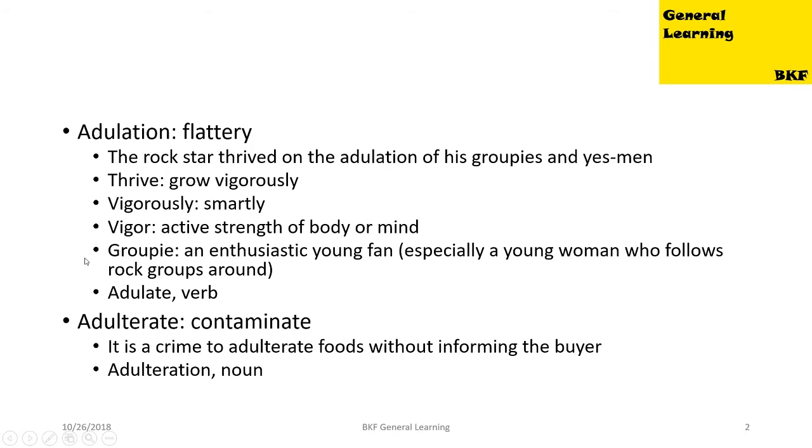A groupie is a noun. It's an enthusiastic young fan, especially a young woman who follows rock groups around. The verb form of adulation is adulate. Then we have adulterate. It's a verb. It means to contaminate. Here's a usage. It is a crime to adulterate foods without informing the buyer. The noun form of adulterate is adulteration.